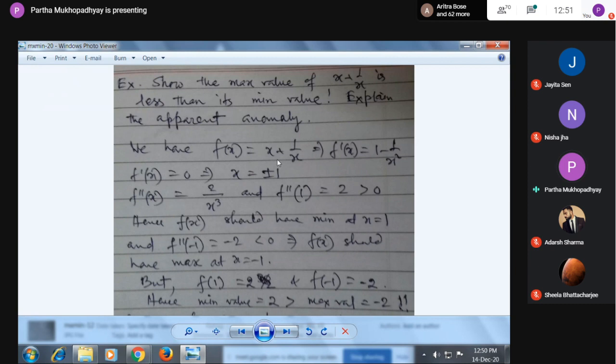But when we are differentiating, we are assuming that the function exists at x equal to 0. This f dash also does not exist at x equal to 0. That is the core of the problem, because we are assuming that the function is continuous at all points, but it is not.